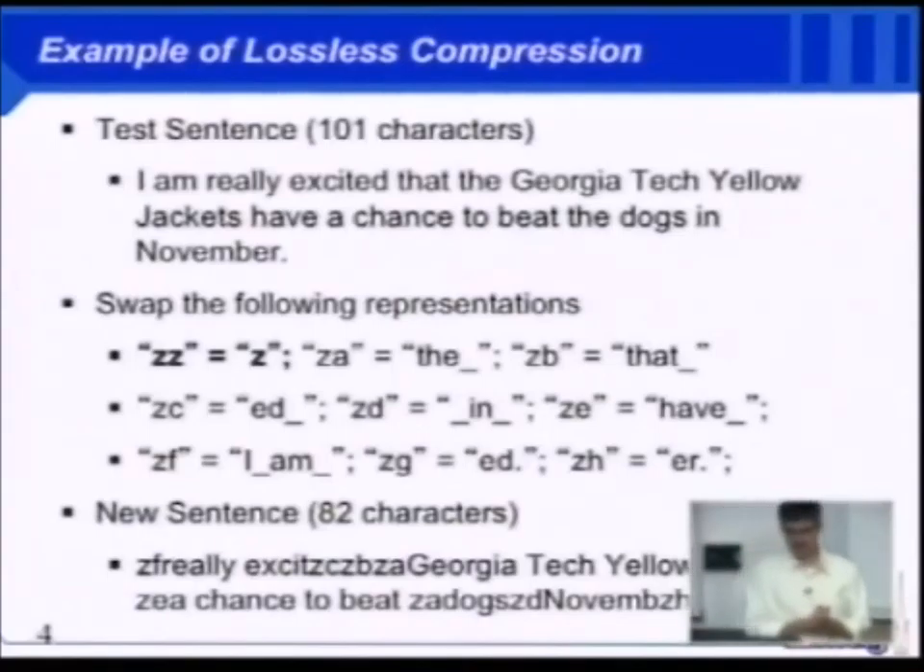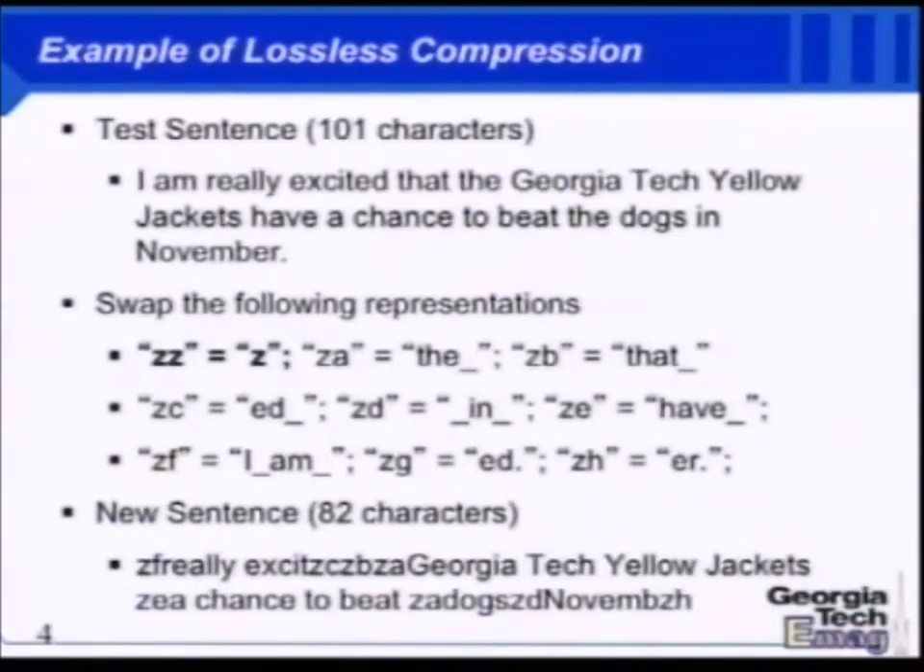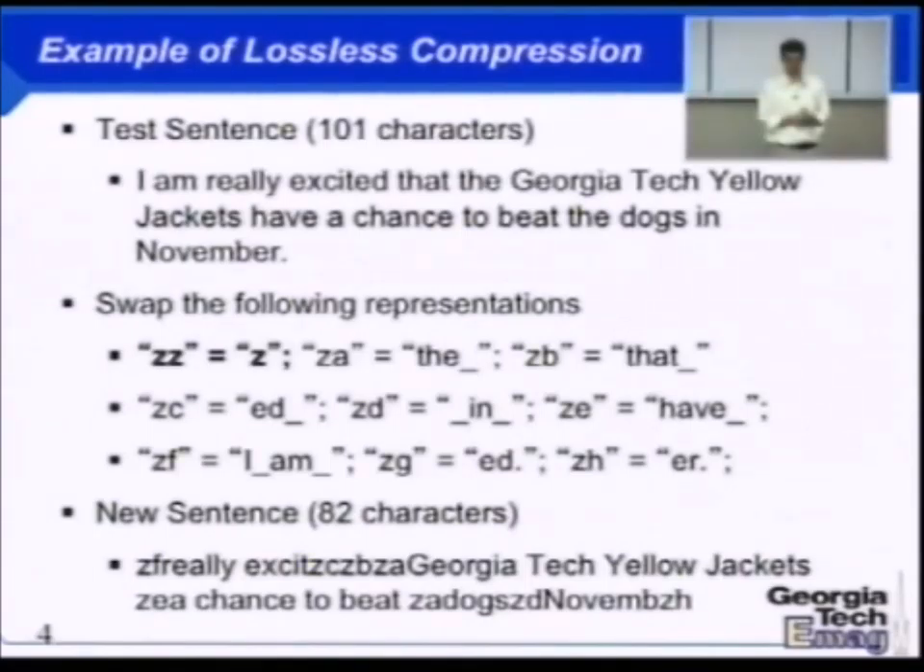So here's my example, just to illustrate the concept. It's an example I made in about 10 minutes in my office one day. An example of lossless compression. So here is my sentence, my test sentence. It's 101 characters. I'm going to work this at the alphabet level instead of the bit level because it's much easier to explain that way. "I am really excited that the Georgia Tech Yellow Jackets have a chance to beat the Dogs in November." I don't know whether that's true or not, but I hope it's true.